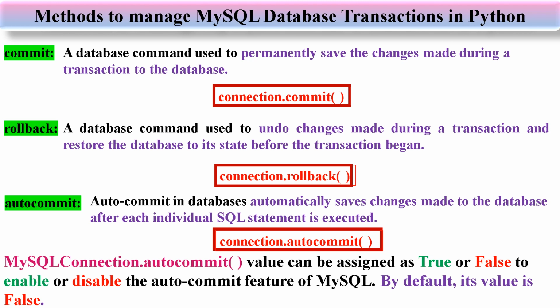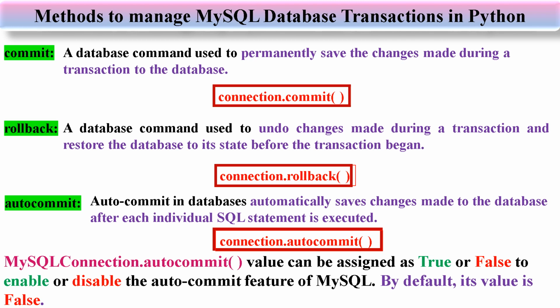Next method is rollback. Rollback is a database command used to undo changes made during a transaction and restore the database to its state before the transaction began. When one of the transactions fails to execute and you want to revert or undo all your changes, then you need to call the rollback method of the MySQL connection object. Syntax is connection.rollback.